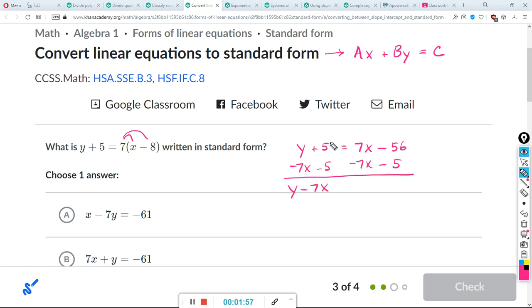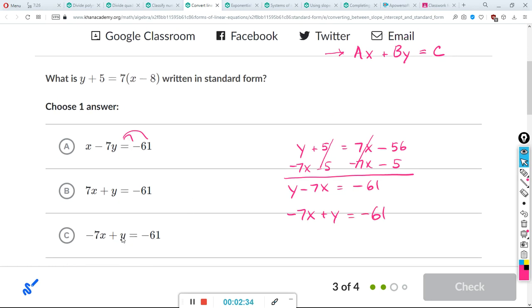Alright, so we have y minus 7x, 5 minus 5 cancels. Bring down your equal sign. 7x minus 7x cancels. Negative 56 minus 5 is negative 61. Alright, so really that's it, but the x is supposed to be first. Okay, so I'll just switch these two. Negative 7x, positive y equals negative 61. So negative 7x plus y equals negative 61, and that is answer C.